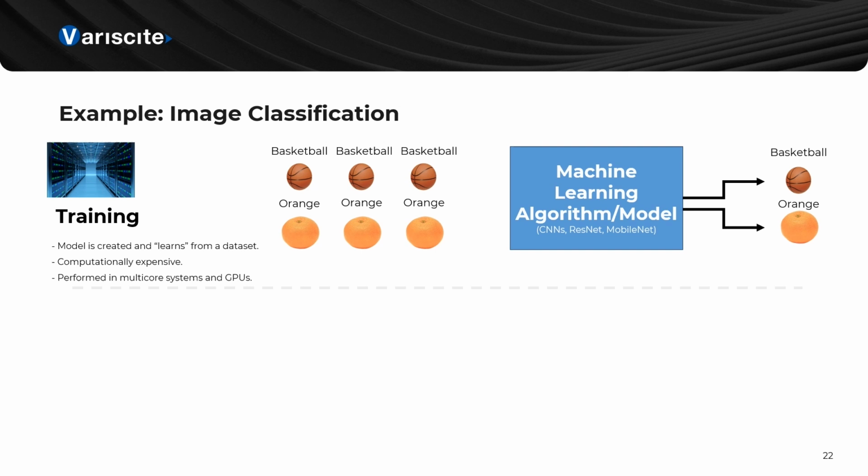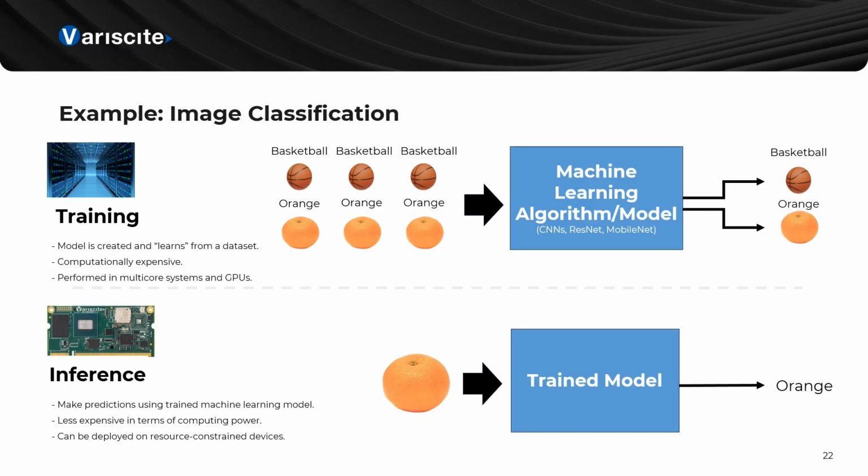We can train a machine learning algorithm like CNN, ResNet, or MobileNet using labeled pictures of oranges and basketballs. This training process creates a model capable of predicting if an image is a basketball or an orange. After training the model, we can feed new images to the model and it will predict if the image is an orange or a basketball.